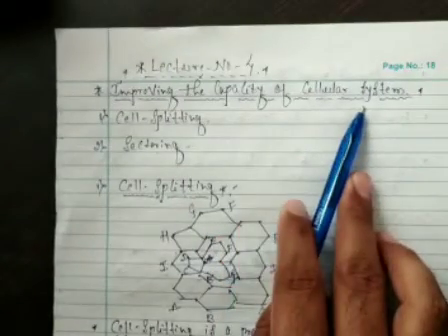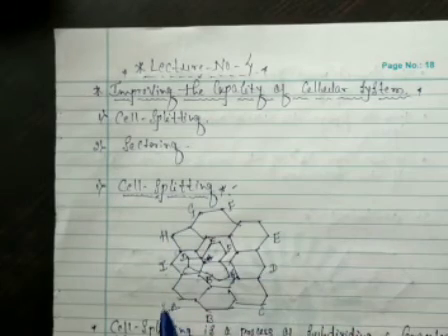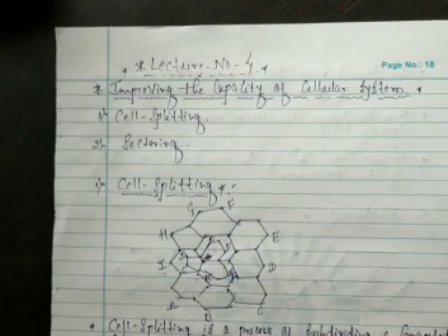This is the concept of improving the capacity of a cellular system. One is cell splitting and one is sectoring. This is a very important point. It will be asked for 8 marks. You have to concentrate on this topic.